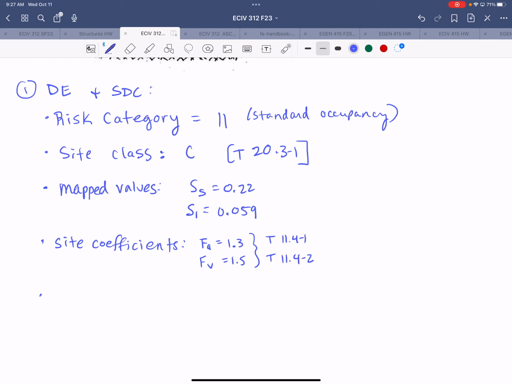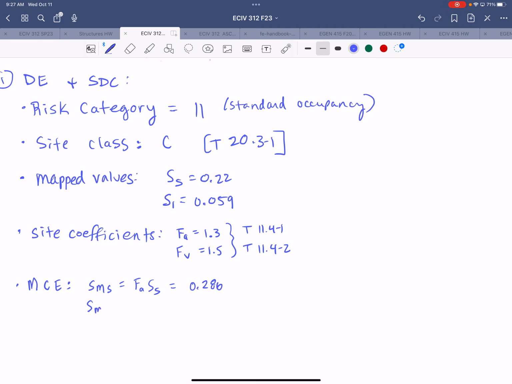Now we can calculate the maximum considered earthquake. All right, so SMS is FA times SS. So that's going to be 0.286. And SM1 is FV times S1. So that's going to be 1.5 times 0.059. I'm going to round a little bit here to 0.09.